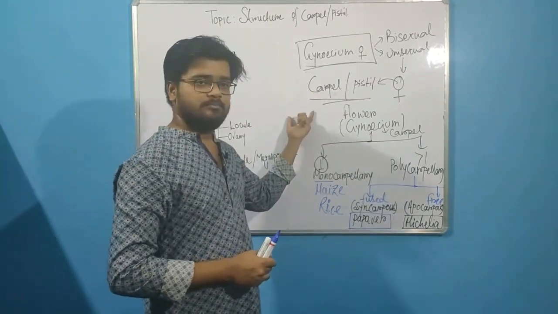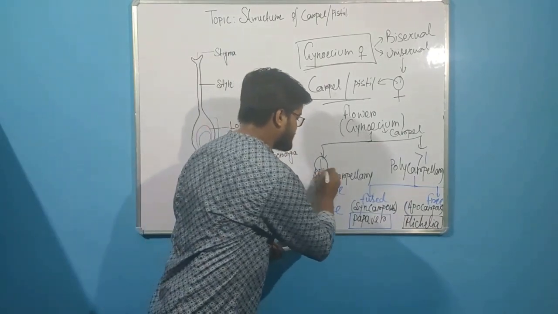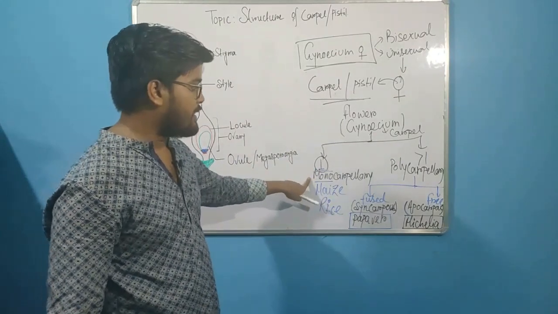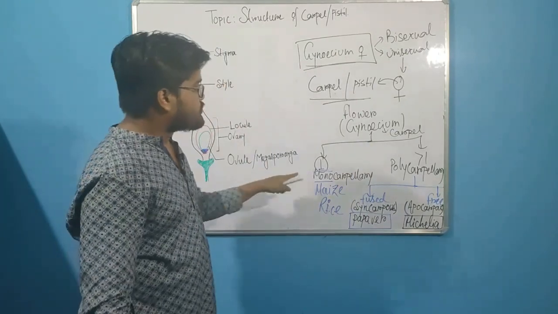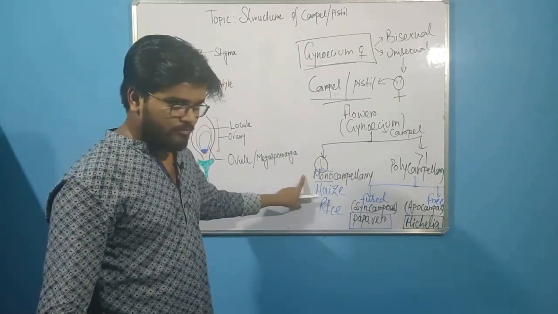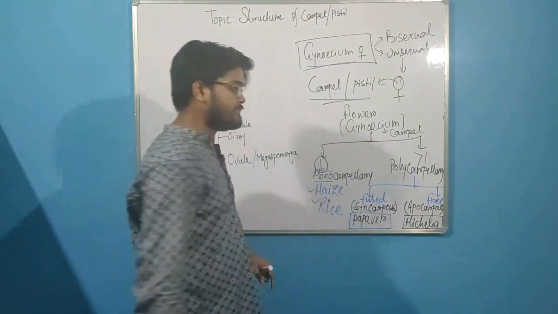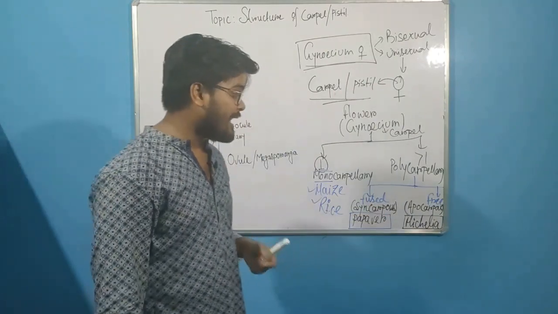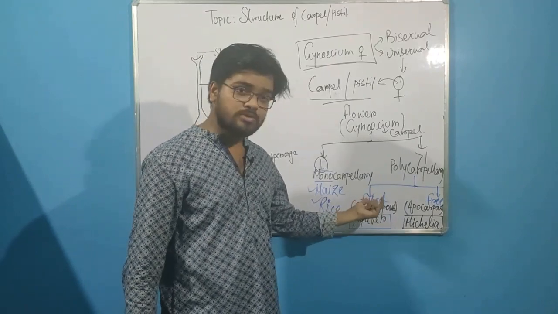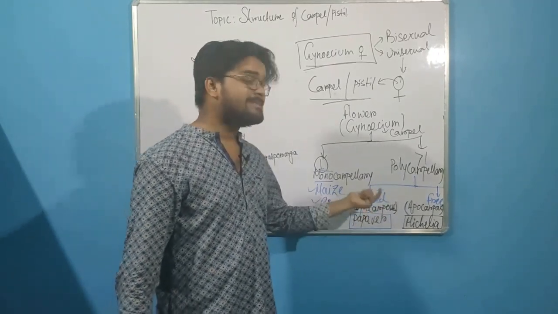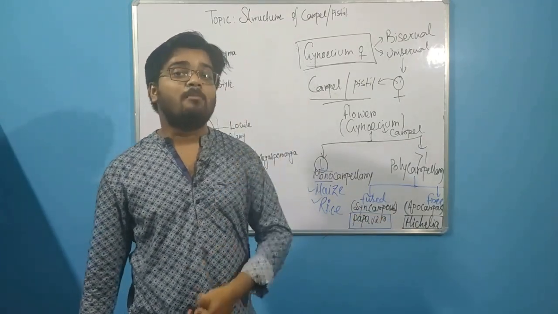Now this carpel in a flower can be single. If it is single, we call it monocarpellary, and it can be more than one. If it is more than one, we call it polycarpellary. The monocarpellary ovary or gynoecium we get in maize and rice. In polycarpellary, poly means many carpels are present together. The carpels are many, so they might be fused. If fused, it is called syncarpous, which we get in Papaver somniferum.